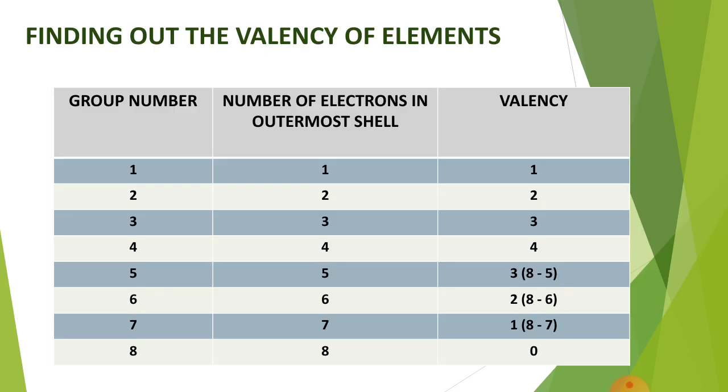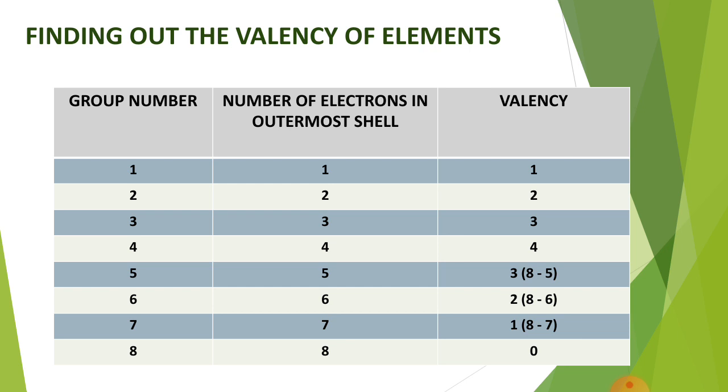Finding out the valency of elements. The first column is showing the group number, and the central column is showing the number of electrons in the outermost shell. These both columns are showing the same value because we know that the group number represents the number of electrons present in the outermost shell. The last column is telling us the valency.